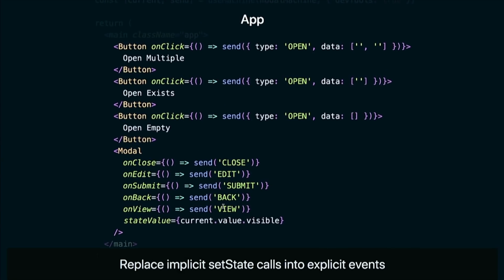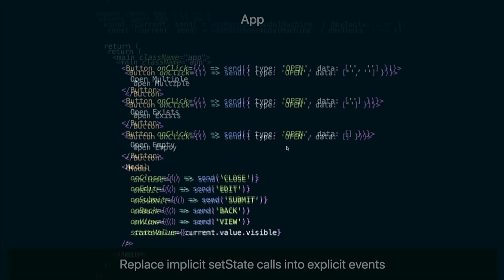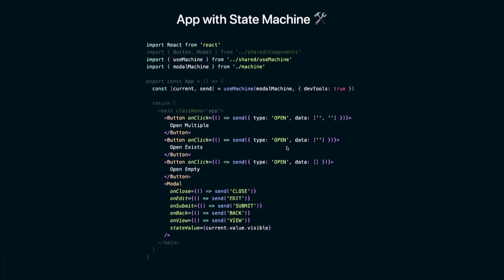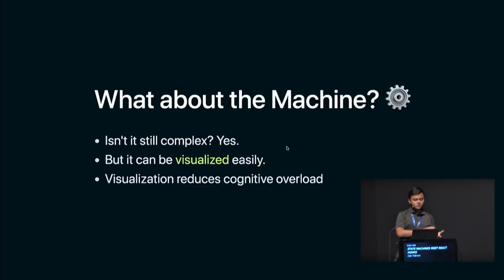But by using state machines, we can just know what's happening on this button or what's happening on this action just by looking at it once. And now our app is more simple and easier to understand. But we're actually just moving the complexity from that to the state machine, right? But the state machine is still complex, right?